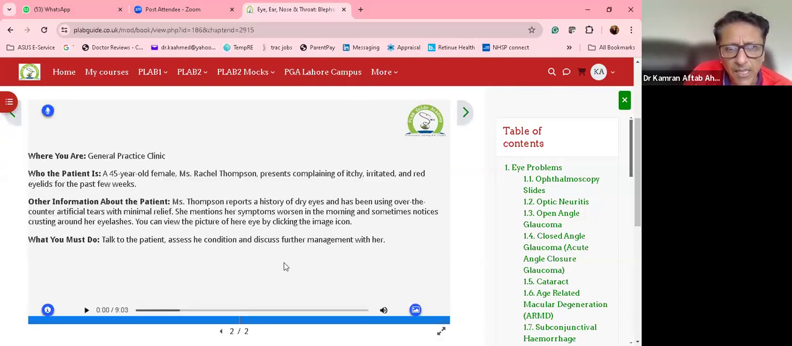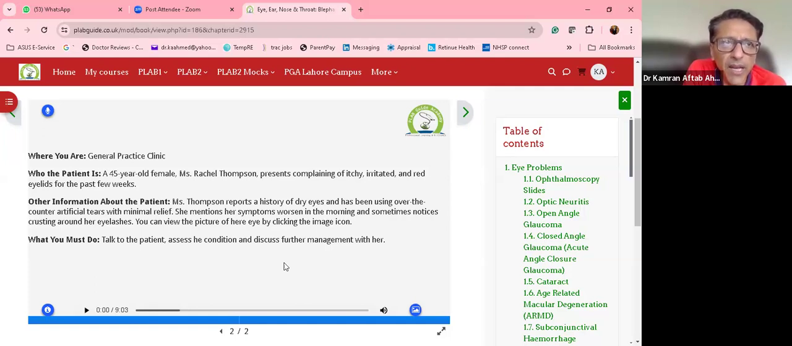So, typical scenario. The patient will come to the general practitioner, to the GP. A middle-aged man or lady, or an old lady or man, coming to the GP because of itching, irritation, along with a bit of swelling of the eyelids or redness of the eyelids for the last few weeks. This is very typical. And the patient may tell you that, I've been using dry eye drops. They help to some extent, but not a lot.